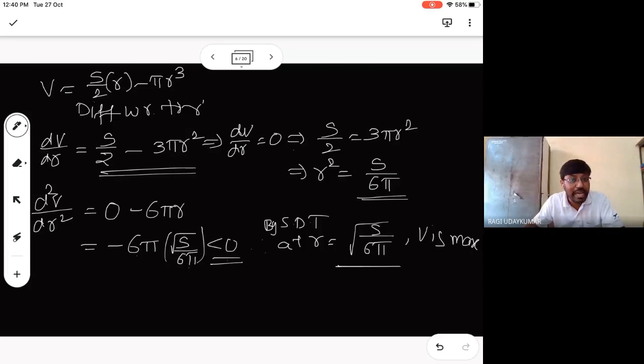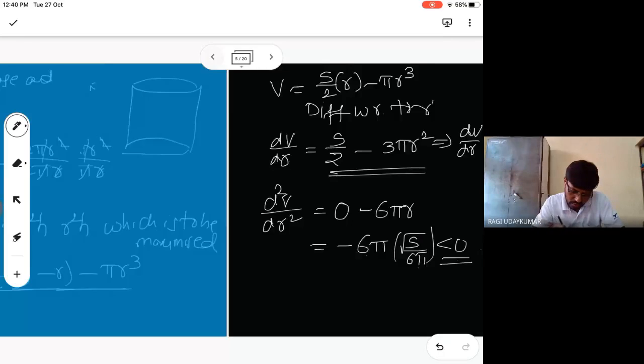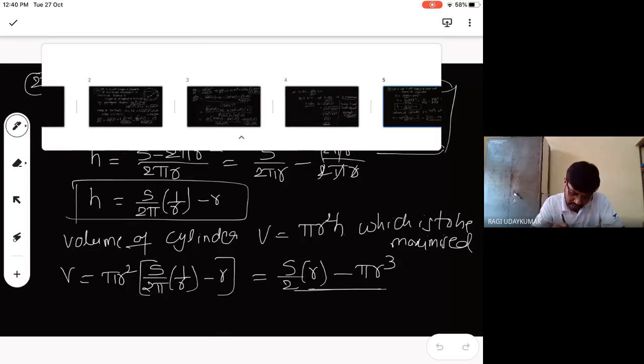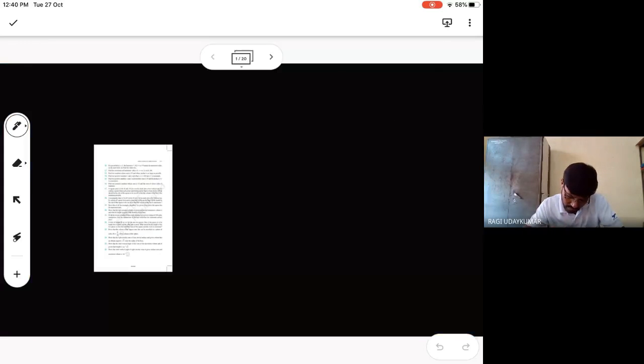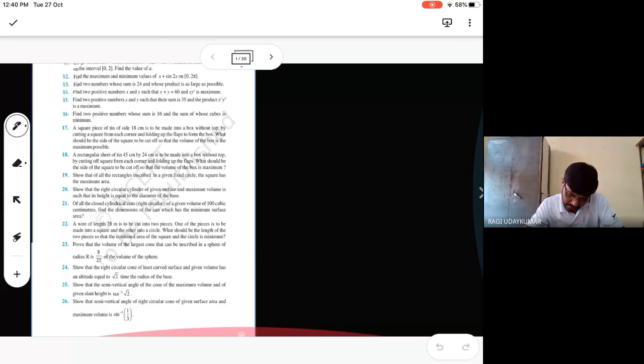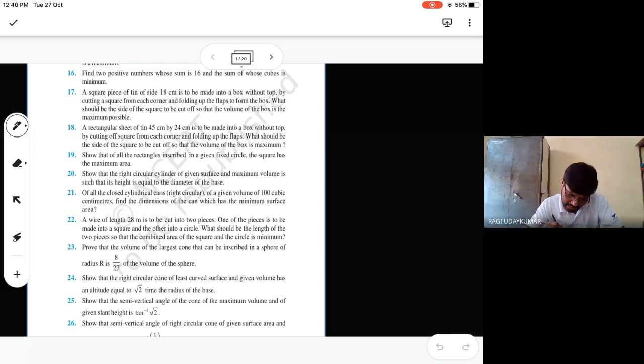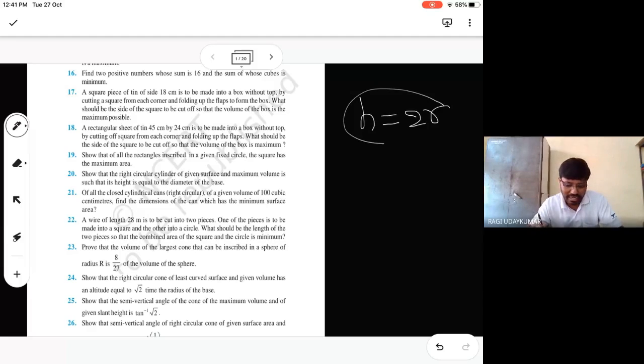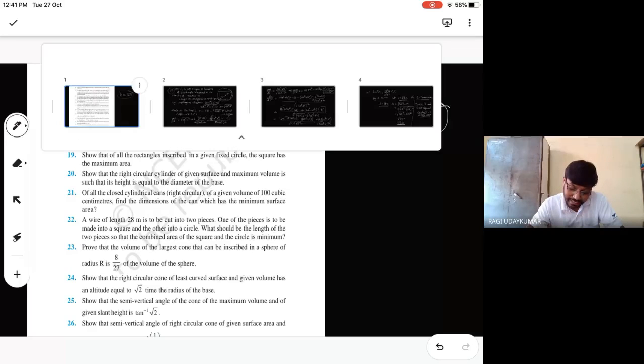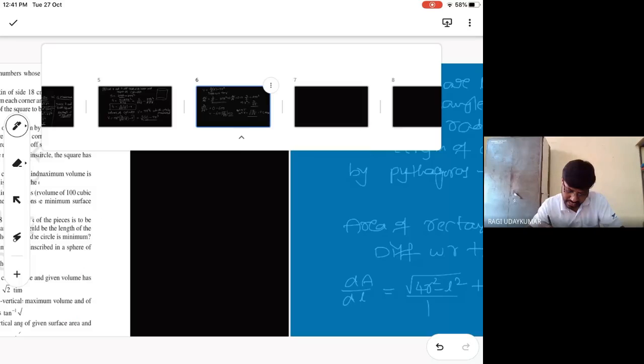So now what is being asked in the question? It is not asking for the r value. It is asking you to prove something here: the volume is maximum such that the height is equal to the diameter of the base. So what is to be proved? Height is equal to the diameter of the base. The diameter of the base is 2r. We have to prove H equal to 2r. So we extract the height and radius relationship.